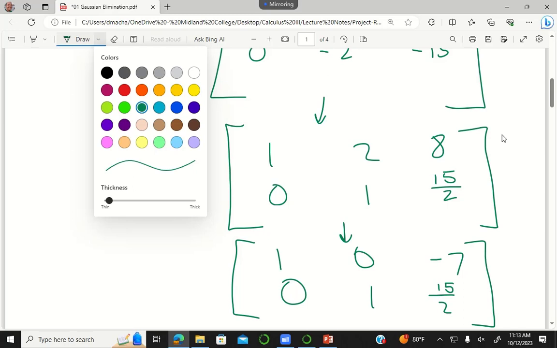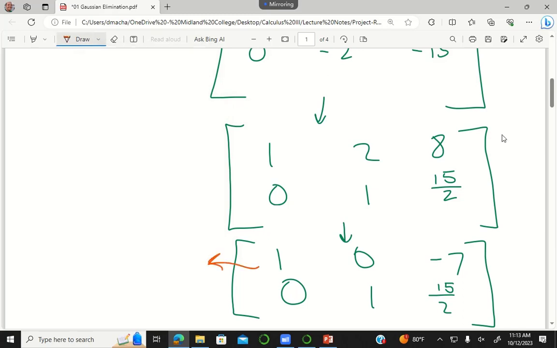And now, remember the rows represent the equations. So the first row represents the equation 1x plus 0y equals negative 7, and then the second row here represents the equation 0x plus 1y equals 15 over 2.